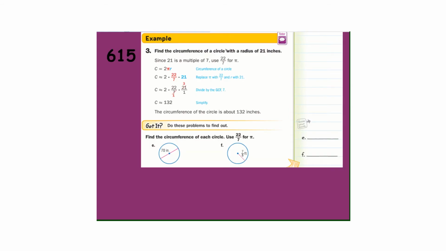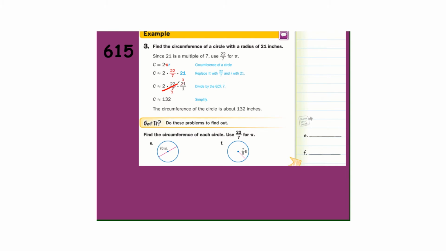Okay, find the circumference of the circle if the radius is 21. So if the radius is 21, you have to double it. So they're going to double that. So they're going to take 2 times their 22. But first they simplified. They used 22 over 7 for pi. So it's 2 times the radius, and then take that times your pi. Simplify. 22 over 7 is 3 over 1. So you take 2 times 22, you get 44. 44 times 3 is 132.